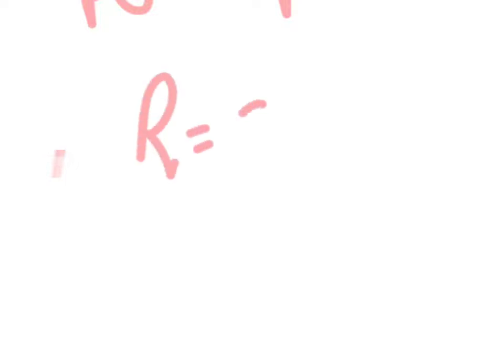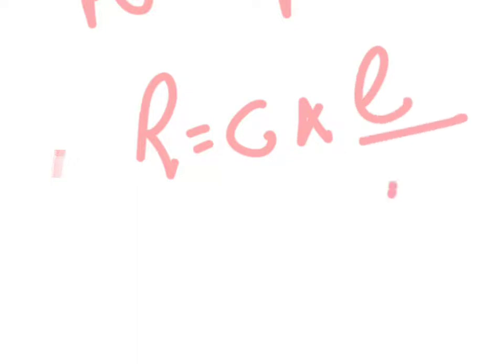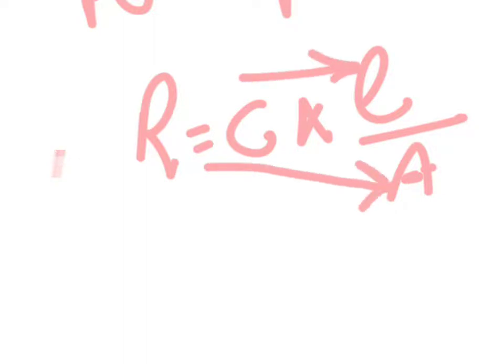Resistance will be equal to a constant C into length and inversely proportional to the area. We can write it like this: resistance will be directly proportional to length and inversely proportional to area. If we increase the length of the conductor, resistance will increase. If we increase the area of the conductor, resistance will decrease.